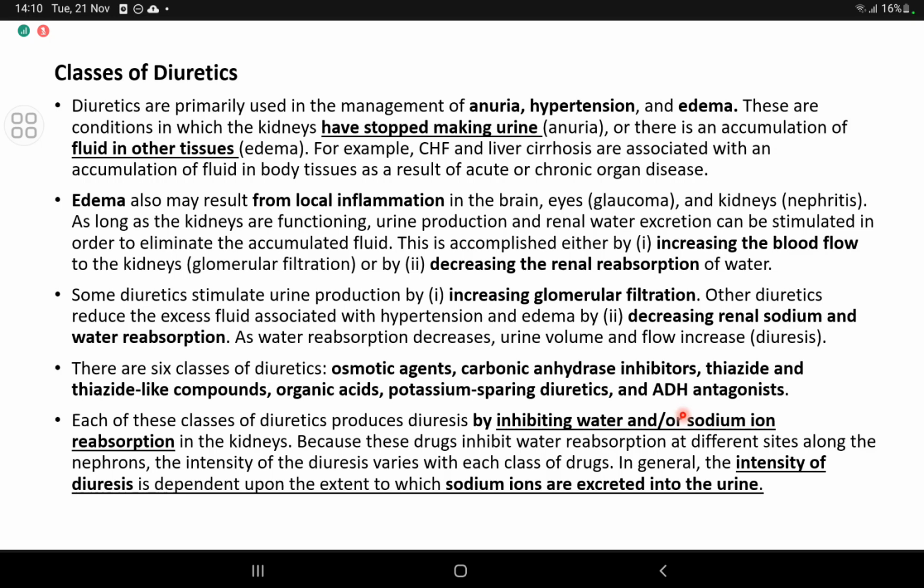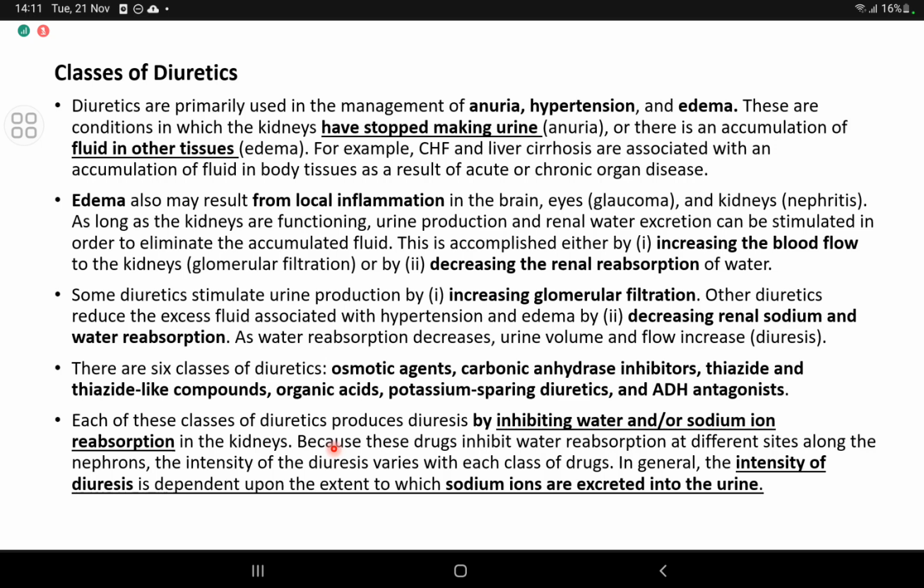So even though they are different, you can categorize them differently based on the mechanism of action. But basically, they share the same mechanism of action: inhibiting the water or sodium ion reabsorption.